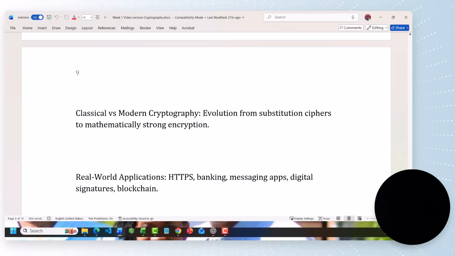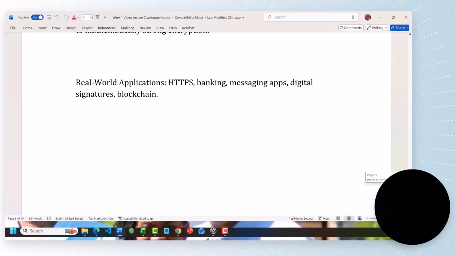Again, real world applications that all of this applies to on the internet: URLs, HTTPS, banking, messaging apps, digital signatures, blockchain. We will be touching most of all that.